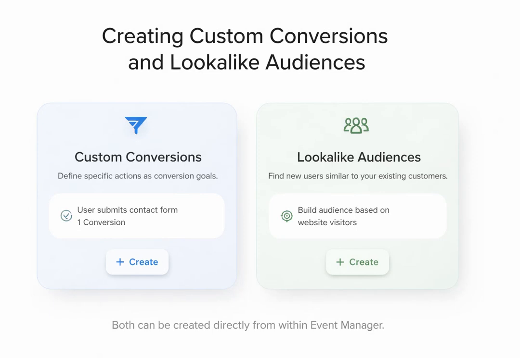From within Event Manager, you can also do two very powerful things. First, you can create custom conversions. These let you define specific actions on your website as conversions. For example, if someone fills out a form or visits a thank you page, you can count that as a conversion. Second, you can build lookalike audiences. Meta uses your pixel data to find new people who behave similarly to your existing website visitors. Both of these features are accessible directly from the Event Manager interface.